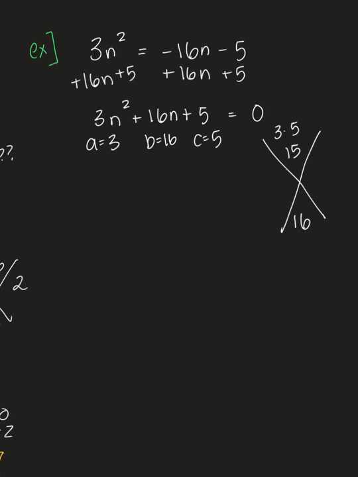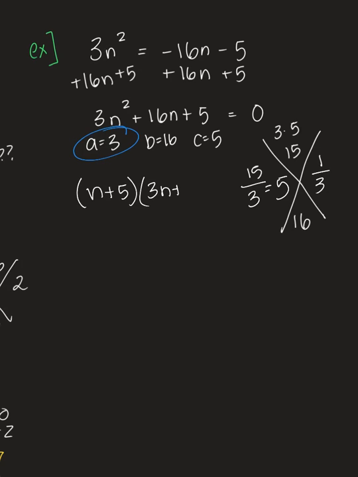Now think of two numbers that multiply to 15, but add to 16, and you should get 15 and 1. But since our quadratic has an A value, we do have to divide both of those numbers by our A value of 3. Also check to see if any of them simplify, and the left one does. 15 divided by 3 is just 5. Now we can write out our quadratic in factored form, and we get n plus 5 and 3n plus 1, and it's still equal to 0.